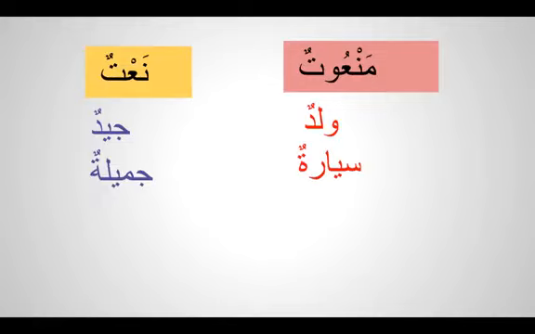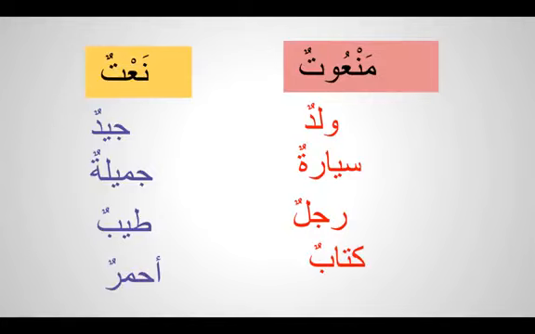Let's do some examples. Sayyaratun jamilatun. When we say beautiful car, it is written as car beautiful. Same thing: rajulun tayyibun, a noble man, a good man. Kitabun ahmarun. Ahmar means red. Red book.